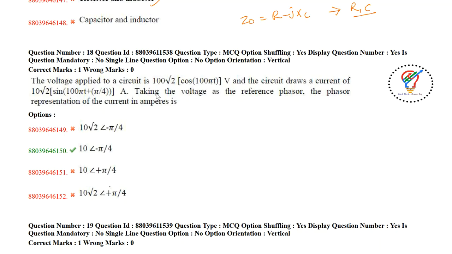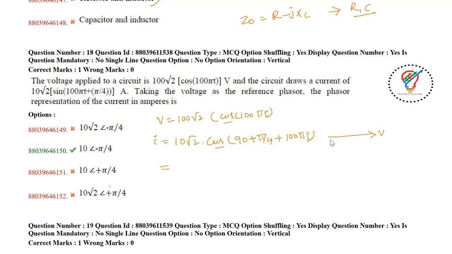Now the reference is voltage. So first draw the reference here, V. So V is nothing but 100 root 2 cos 100 pi t volts. And what about the current they have given? So for the current here, observe, the reference is cos, so just convert this into cos terms. That means 10 root 2 I can write as cos of, 100 pi t plus pi by 4 minus 90 degrees, like that I can write. Why? Because I need to compare these two values.